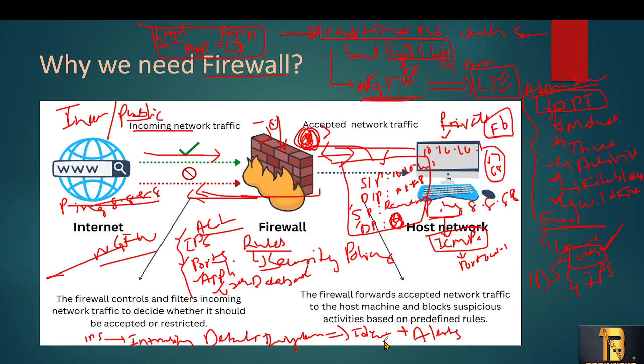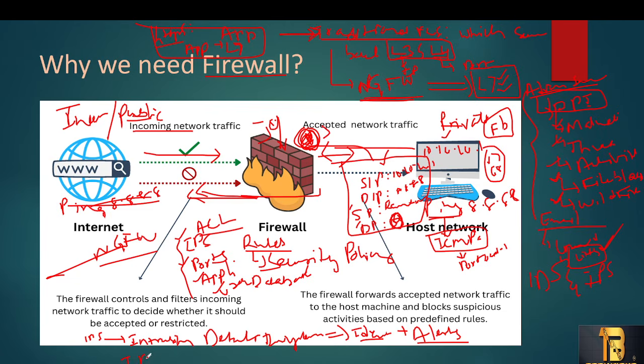So if some threats are injected in your network, or if any antivirus is injected in your network, this firewall is going to identify it, and it will alert the user or the administrator. That will be an IDS.